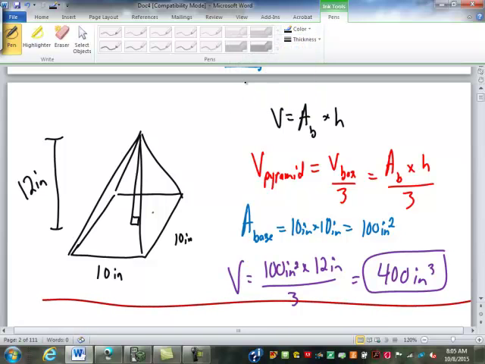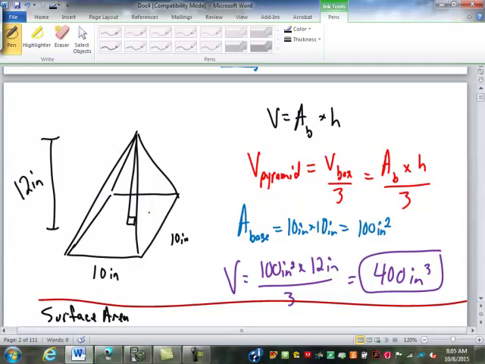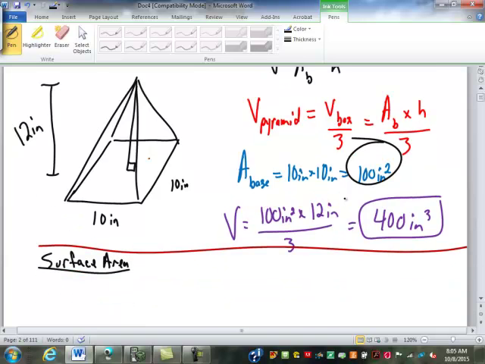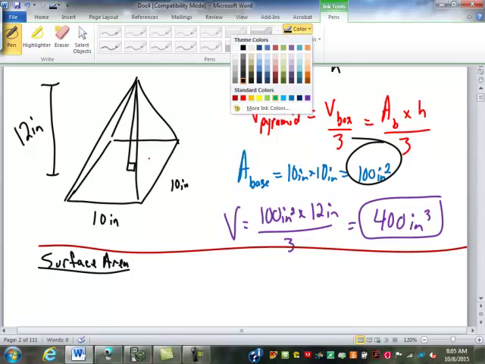For surface area, there's 2 big differences. First of all, there's only one base, just the bottom, the 100 square inches. And the lateral area is no longer rectangles anymore, are they? They're triangles. Triangles mean we're going to divide something by 2. But then the other difference is, in the lateral area, the surfaces don't go straight up and down anymore.